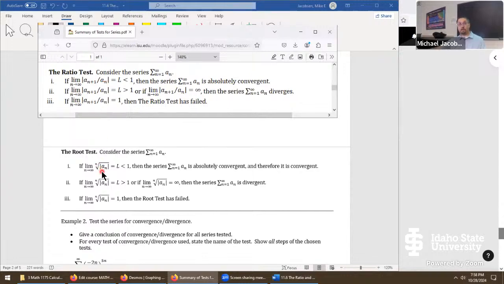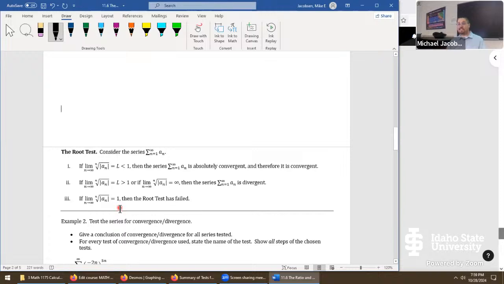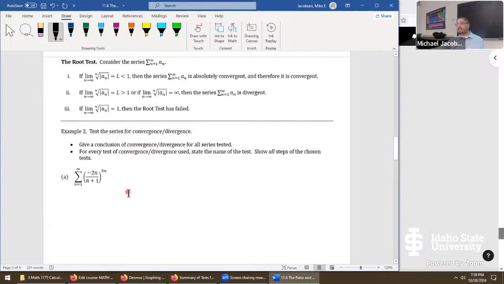But the thing that's wonderfully consistent is the conclusions are all identical. Less than 1 is convergence in either case. Greater than 1 or infinity is divergence in either case. And it fails in the same cases as well, whenever the limit comes out as a 1. It's nice to have a little bit of consistency there. So the only thing different is just the form it takes. So it's essentially the same example, same instructions, but this time we're using the root test.